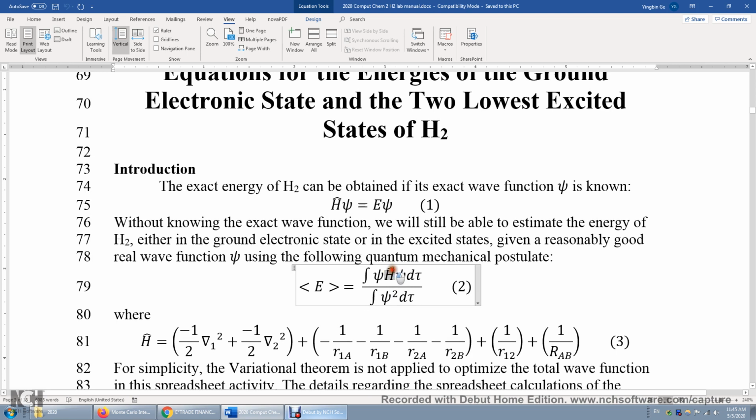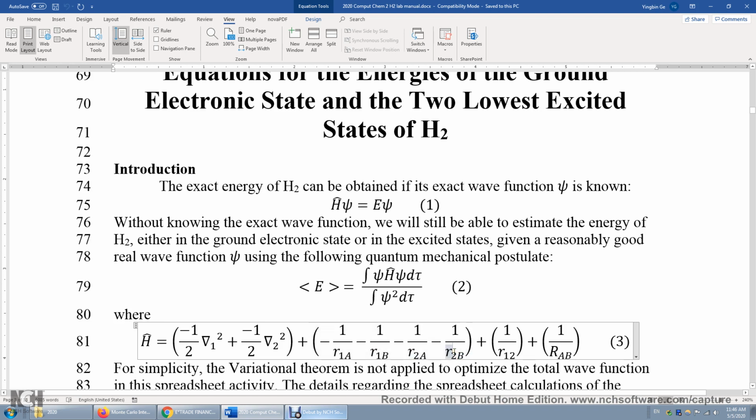So now let's look at this H. H is the Hamiltonian of H2. It is the total energy operator, and therefore we need to include the kinetic energy of electron 1, kinetic energy of electron 2. Electron 1 is attracted by nucleus A. Electron 1 is attracted by nucleus B. Electron 2 is attracted by nucleus A. Electron 2 is attracted by nucleus B.